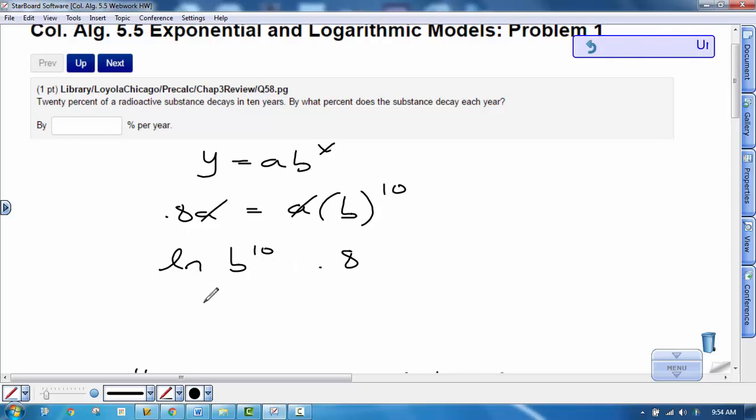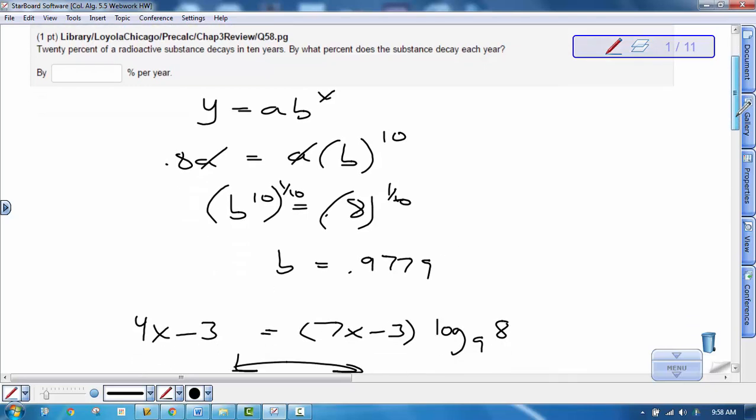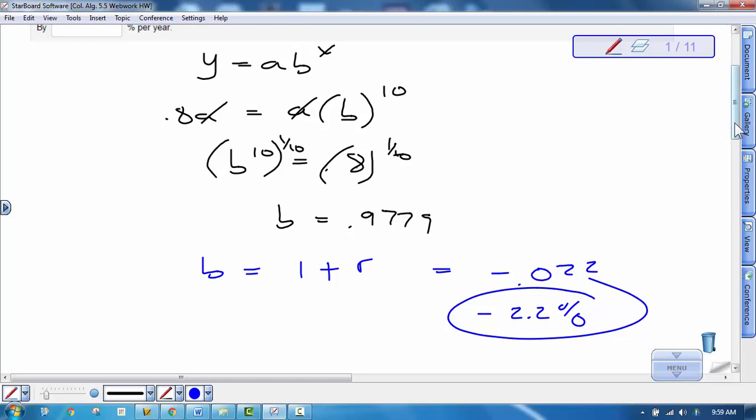I'm sorry, I'm solving this the wrong way. What I really want to do is solve for b by taking the 10th root of both sides. So raise 0.8 to the 1/10th power, and that gives you b, which is 0.9779. Now, what I'm going to do is 1 minus this, because that's really how much it's decaying. Or I'm sorry, 1 plus r is what this b is, so I'm going to end up subtracting 1. And you get negative 0.022, which is negative 2.2%. So really it's decaying by 2.2% per year.